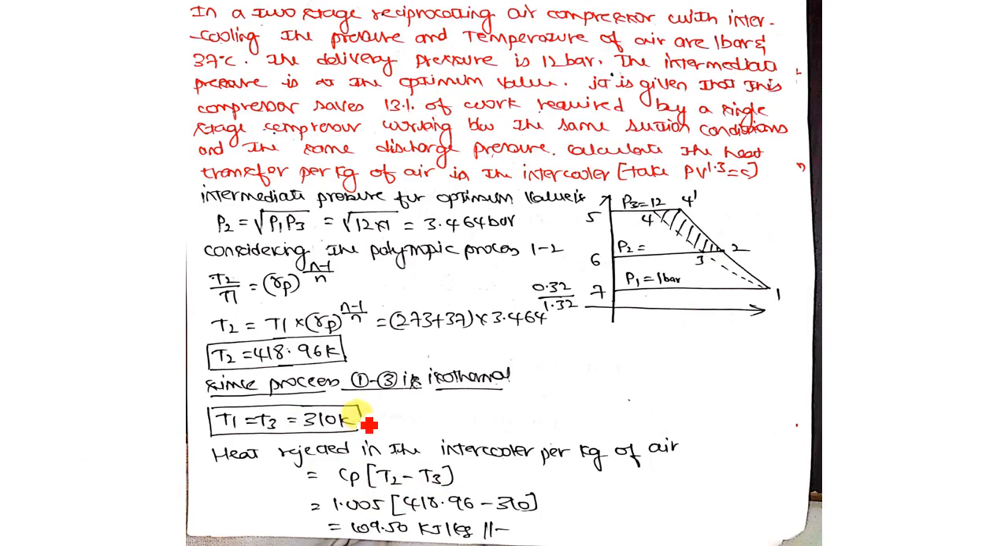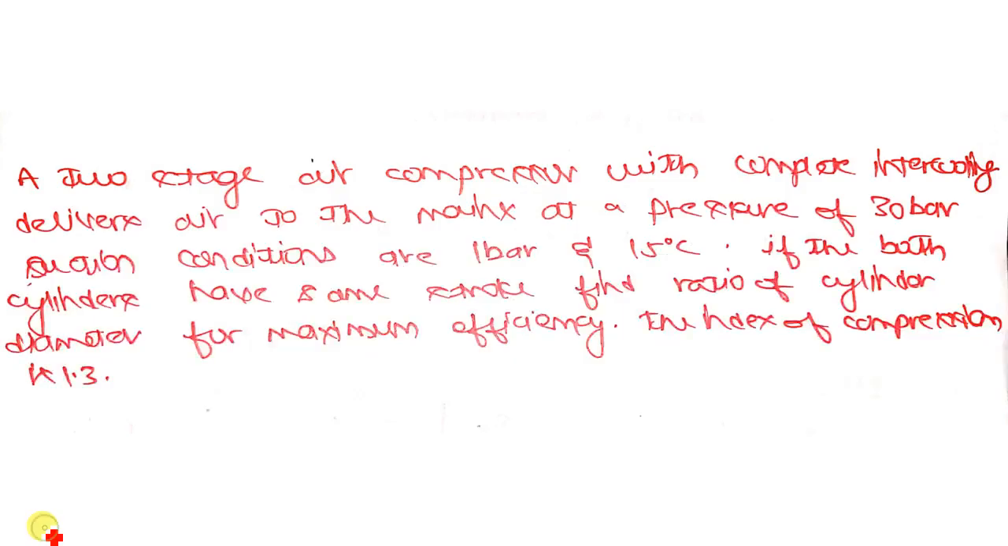Okay. Try this problem: a two-stage air compressor with complete intercooling delivers air at the mains at a pressure of 30 bar. So the delivery pressure is how much here? It is 30 bar. The suction conditions, that means the input conditions, are a pressure of 1 bar and a temperature of 15 degrees Celsius. Do not forget to convert it into Kelvin.